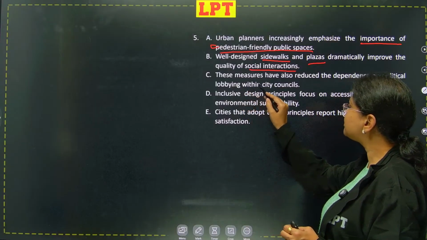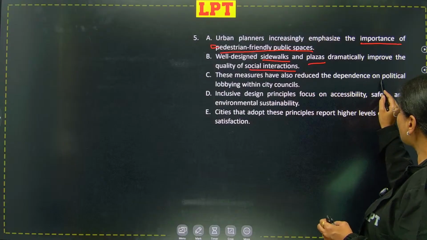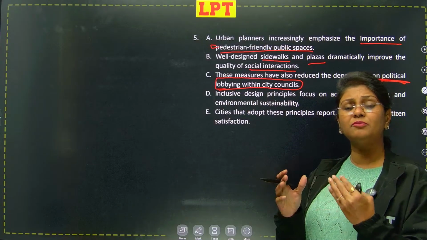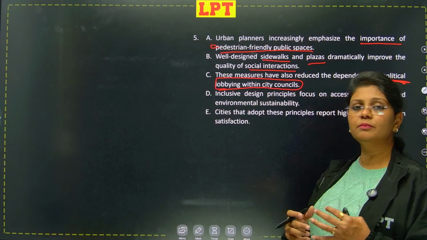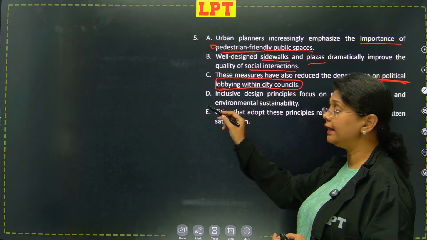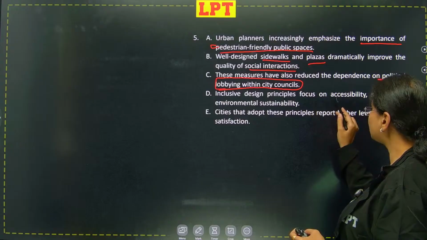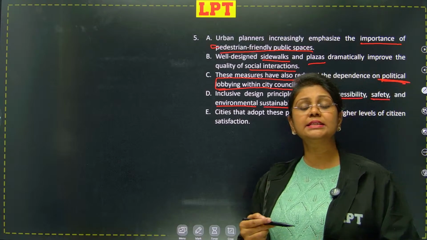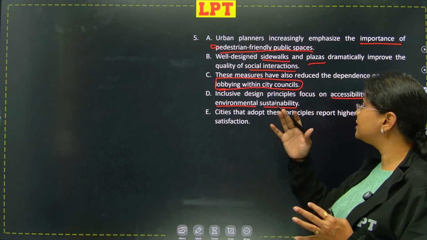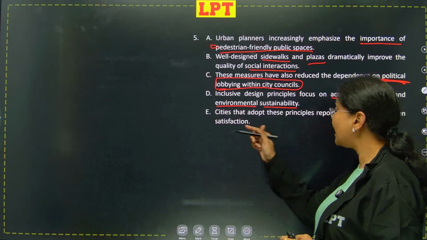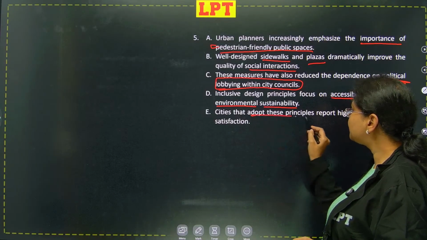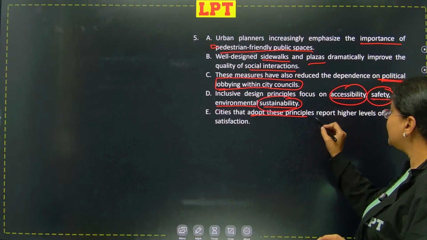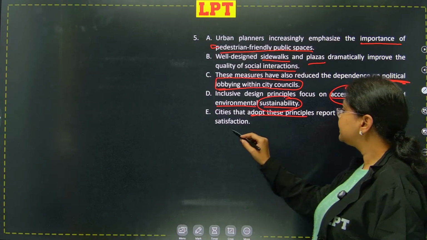C says these measures have also reduced the dependence on political lobbying within city council. All right, so there is an element of political councils coming in here, which is not related to the previous two sentences. Let's look at D. Inclusive design principles focus on accessibility, safety, and environmental sustainability. Now again, this statement talks along the same lines, which is pedestrian friendly public spaces. And E says, cities that adopt these principles, accessibility, safety, and environmental sustainability, report higher levels of citizen satisfaction.